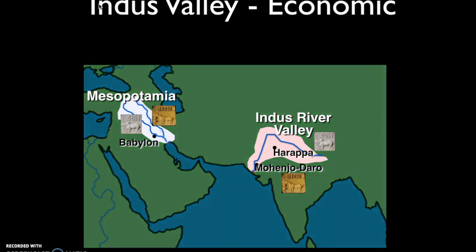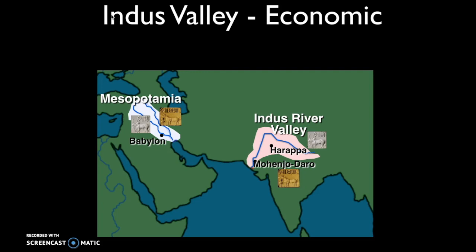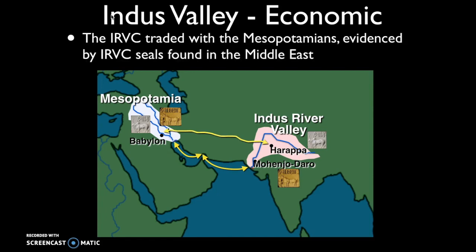Now, one thing that we do know about the Indus River Valley civilization is that some of those seals were discovered in the Indus River Valley, but they also have been discovered as far away as Mesopotamia. So the conclusion you can obviously reach is these seals may have been used in economic activity, and ultimately we can determine that the Indus River Valley civilization was in fact trading with the Mesopotamians. So the IRVC traded with the Mesopotamians, as evidenced by these seals that are found in the Middle East.